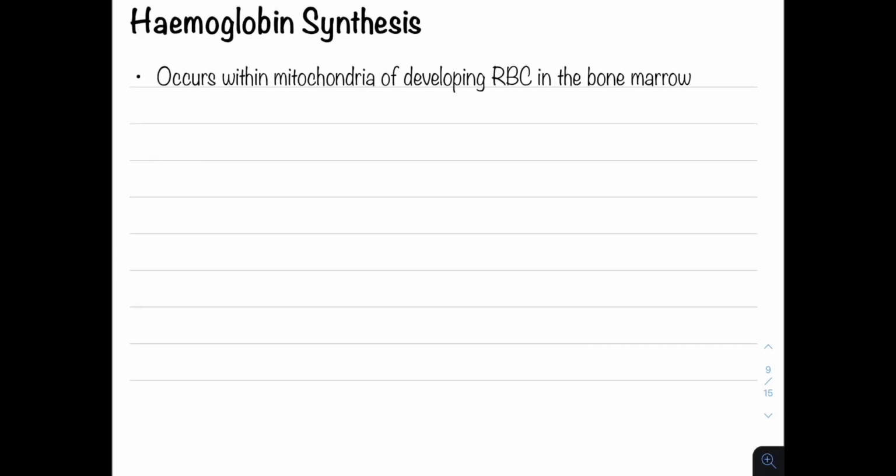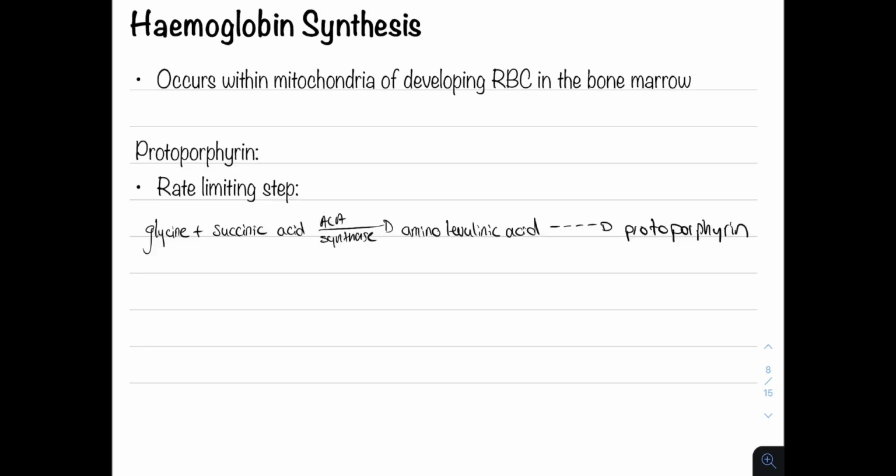So hemoglobin synthesis occurs within the mitochondria of developing red blood cells. And remember that red blood cells develop in the bone marrow through hematopoiesis and erythropoiesis. So let us start with protoporphyrin. There are many reactions that take place during the synthesis of protoporphyrin within the mitochondria. We won't cover them all. We don't really need to know about them. We just need to know about one very important step, and that is the rate limiting step.